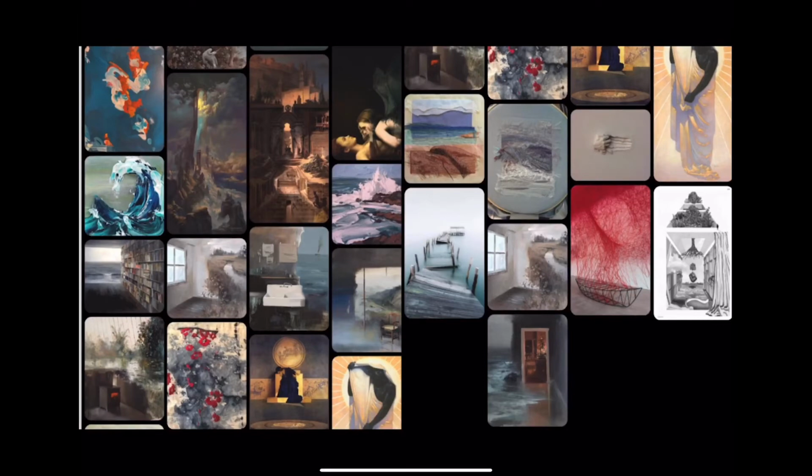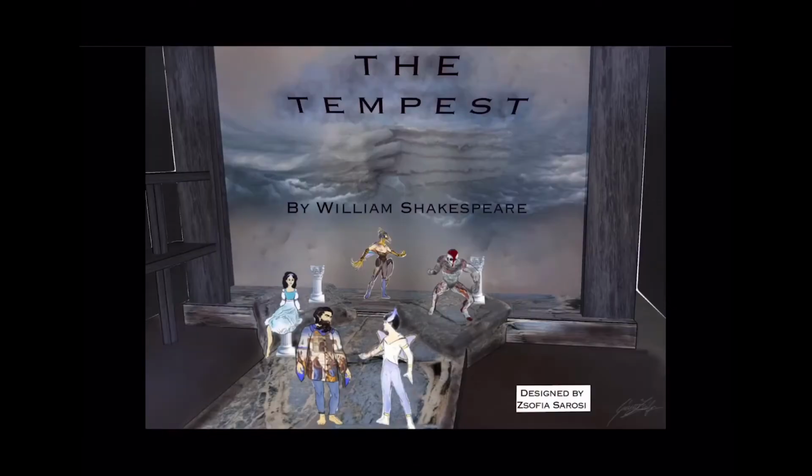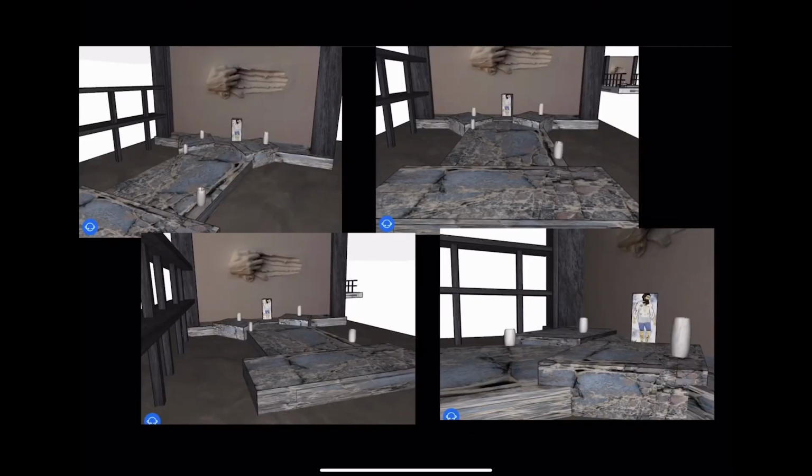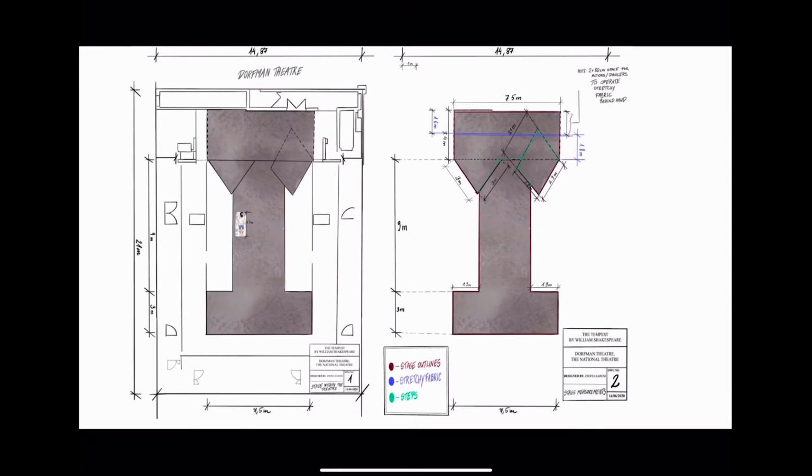Here you can see some of my mood boards, and here you can see a concept drawing of what the stage would look like. Here are some simple rendered images of the skeleton of the set, and here in the drawing on the right you can see a blue line 160 centimeters from the back of the stage. It's where a flexible screen will be stretched, fixed to the floor and the grid above.